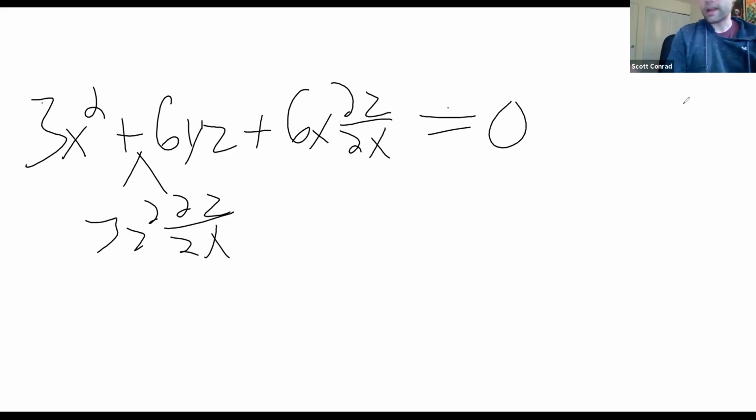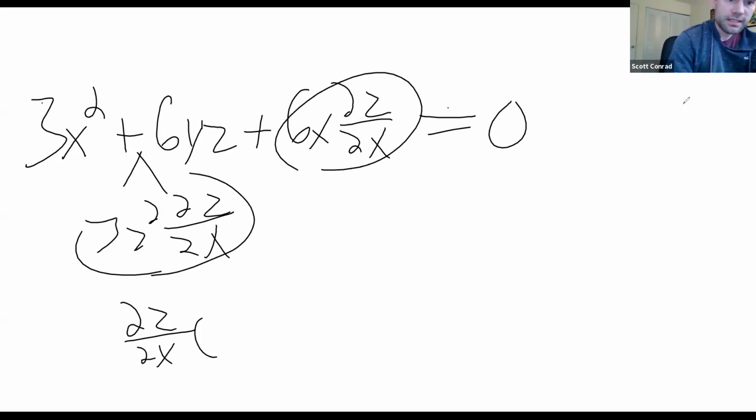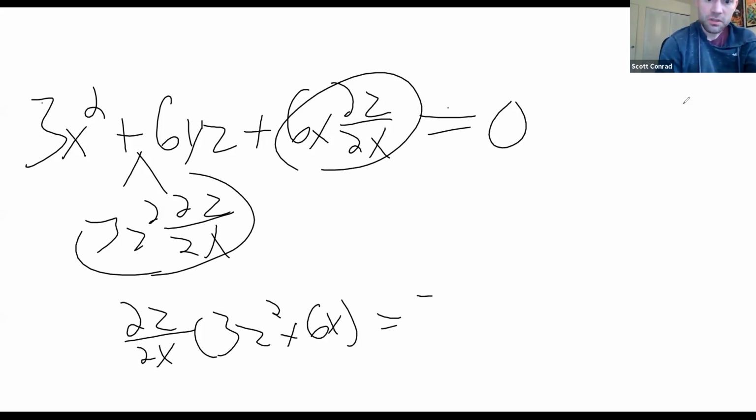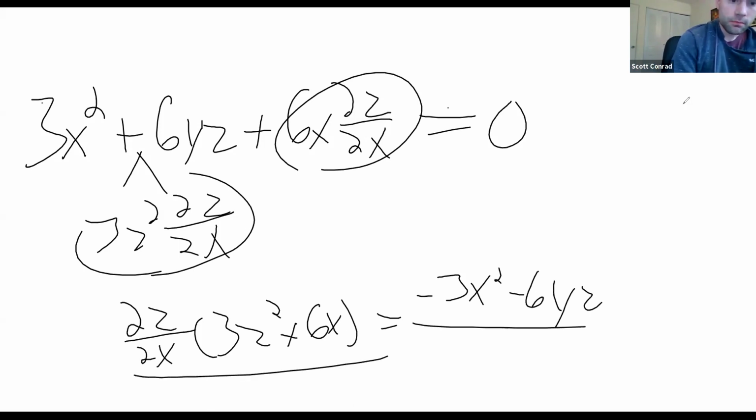So we're just going to isolate dz dx. Look at all the terms involving dz dx. So that's this guy and this guy. So that's dz dx times 3z squared plus 6x. Bring everything else over to the other side. So minus 3x squared from both sides, minus 6yz. And then we just divide both sides by this, 3z squared plus 6x.